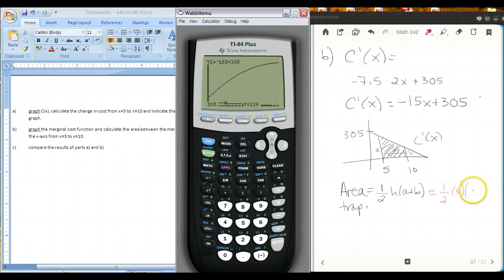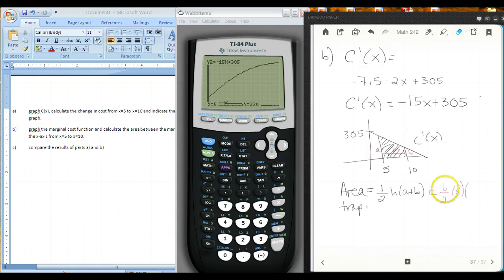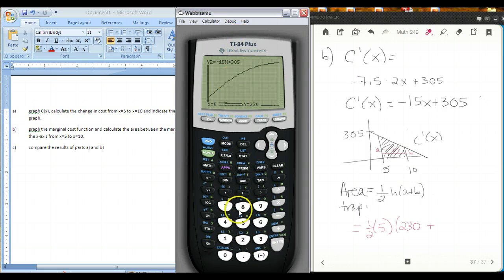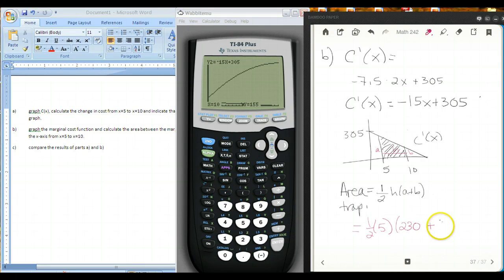230. Okay, so you know what, let's start a new line down here. Let's put this on a new line so we have plenty of space. So this is 1/2, we said h is 5, times 230 is a, plus, what is b? Well, b is the output of the function, or the height right here, when the input is 10, yeah? So, okay, let's see what it is when it's 10. Let's enter 10. 155.